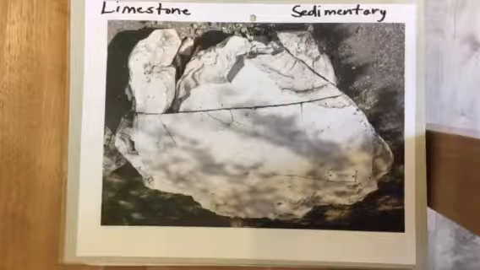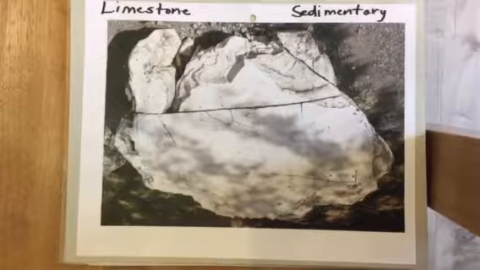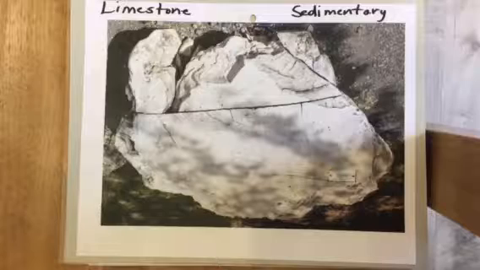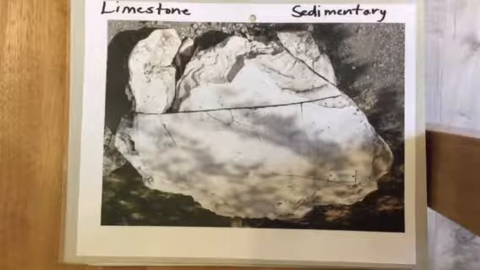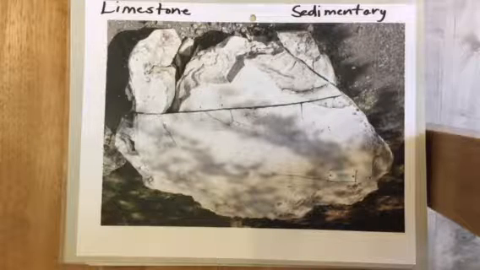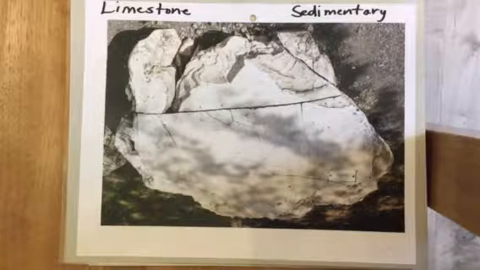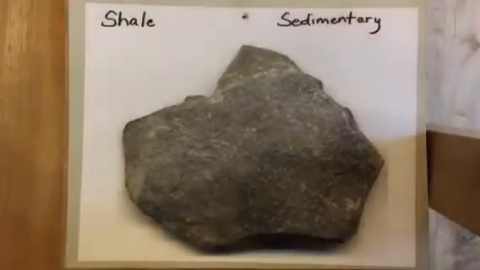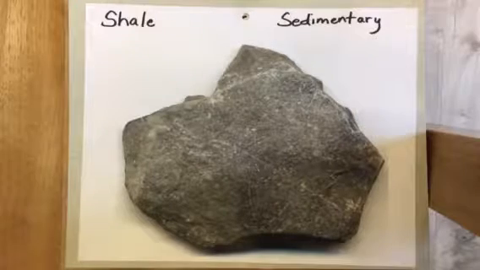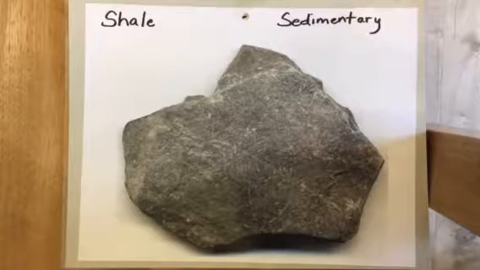Limestone is a type of sedimentary rock. It is made of the layers of sediments of shells and of tiny sea animals that lived long ago. Limestone is often used on the front of buildings because it is a beautiful stone. Shale is another type of sedimentary rock formed from layers of sediments.